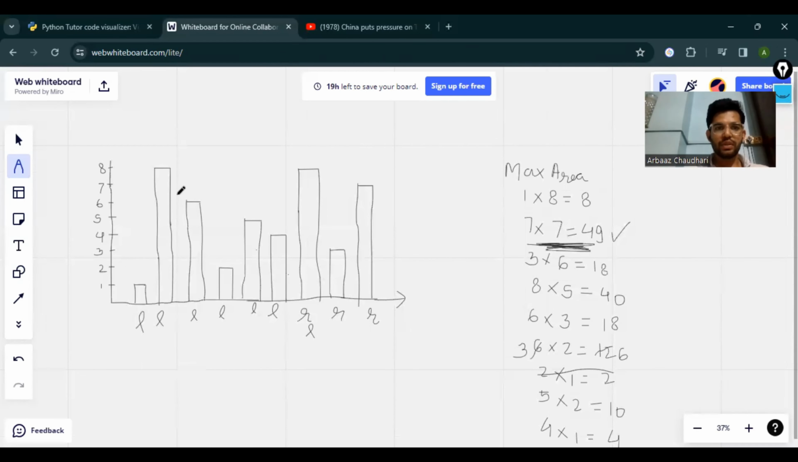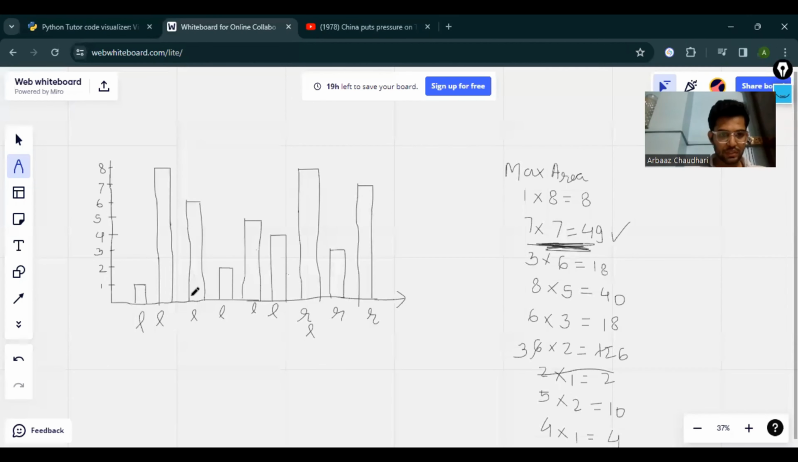Over here we can see both have equal height, so we can shift either R or L. Let's shift L only. Now our L is over here and R is this only. Once again the water will be filled till the lesser height, and its height is 6 and its width is 1, 2, 3, 4, 5.